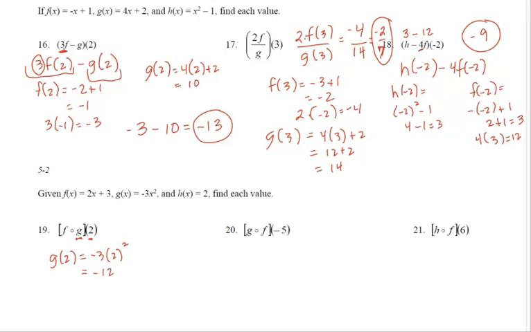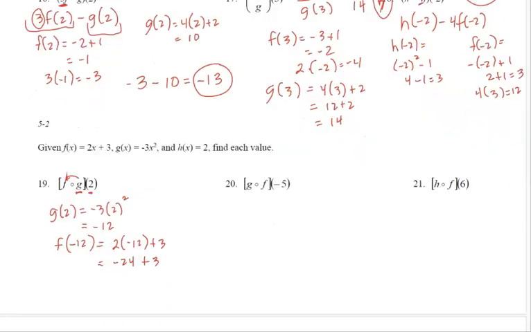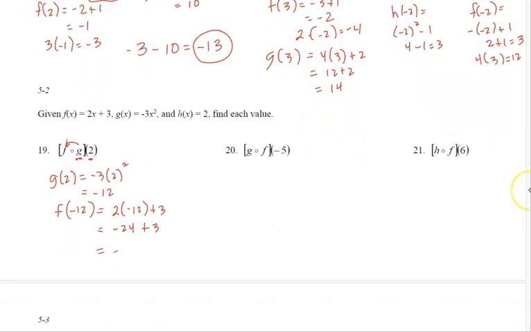Now negative 12 is going to be the input into the f function. So replace x with negative 12 in this f function. So negative 24, 2 times negative 12, plus 3, and that gives you negative 21. And that's the answer for number 19.